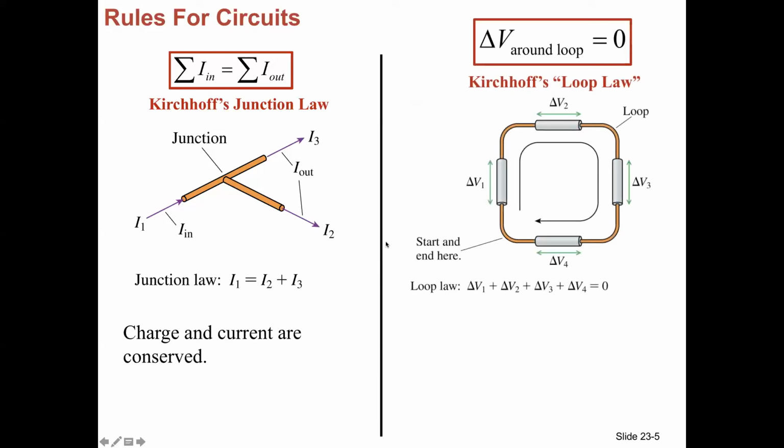All right, so our first 2 circuit laws are basically things we already know, though they're named after Gustav Kirchhoff. We've seen these before. One is Kirchhoff's junction law that we learned about last Friday. This is just saying that current is conserved. So all the current going in has to be equal to all the current coming out. So here, in this case, I1 is equal to I2 plus I3.